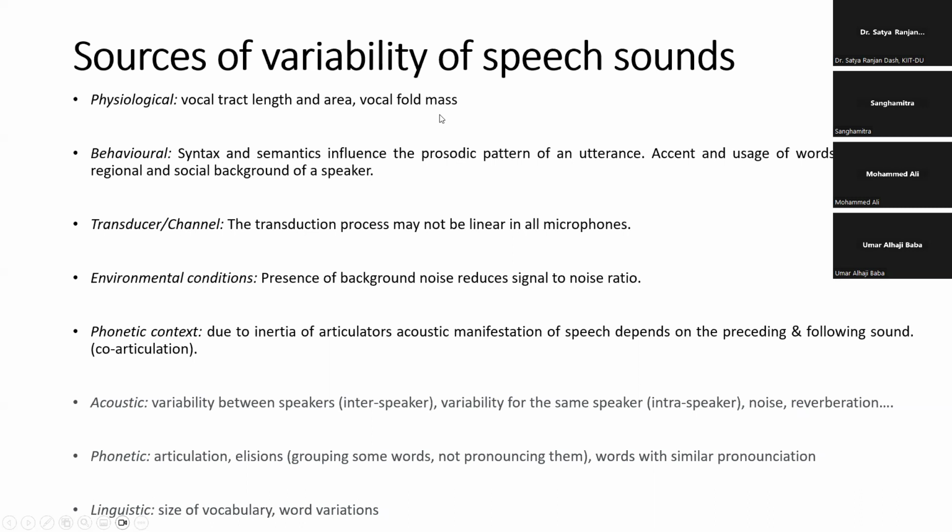Then there is the behavioral source, that is, the syntax and semantics of a particular language will influence the prosodic pattern of an utterance. So again, the accent and the use of words, that is the vocabulary used by the person, will depend on the regional and social background of the speaker. So all these are again different sources of variability.